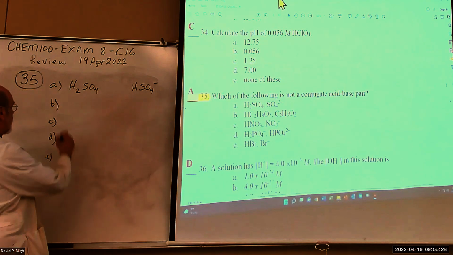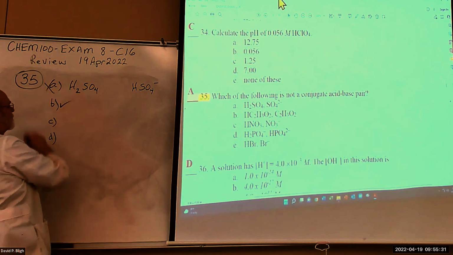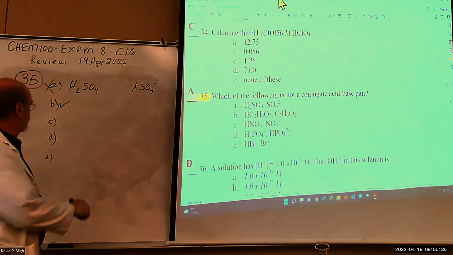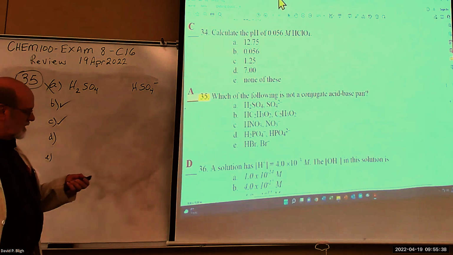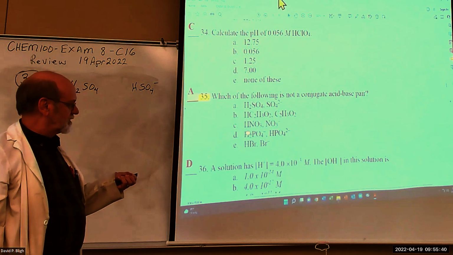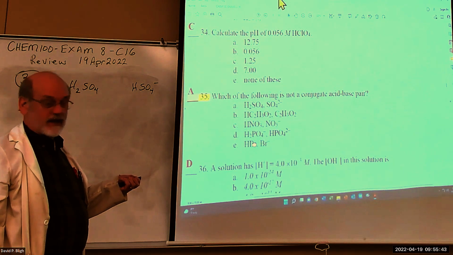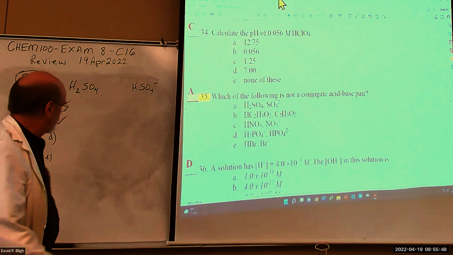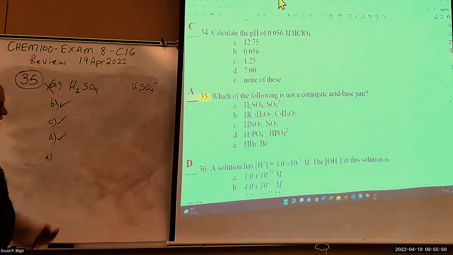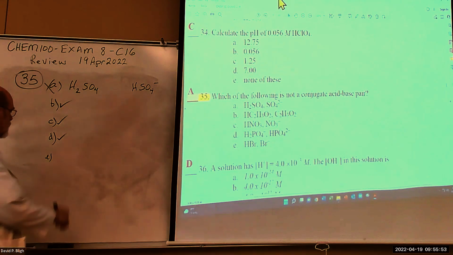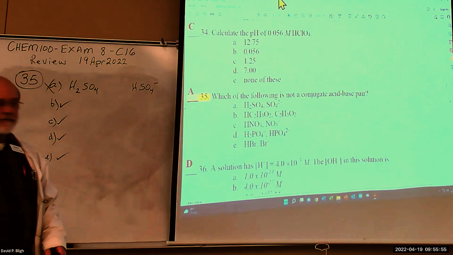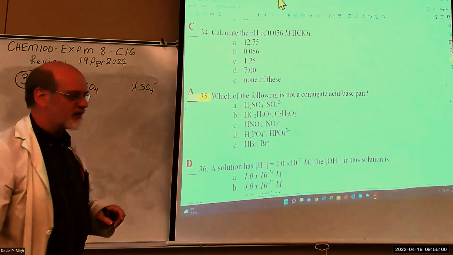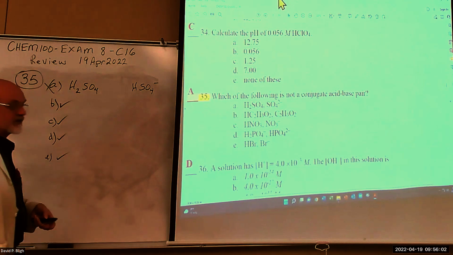B, lose one proton, yep, we get the acetate ion. That's true. C, lose one proton, we get the nitrate ion. That's true. H2PO4 minus, dihydrogen phosphate polyatomic ion. Lose one proton, HPO4 2 minus. That was true. And HBr, lose one proton, and you get Br minus. B, C, D, and E are all true conjugate acid-base pairs. A is not. So that's your answer.